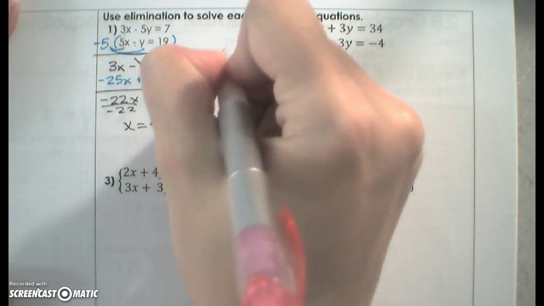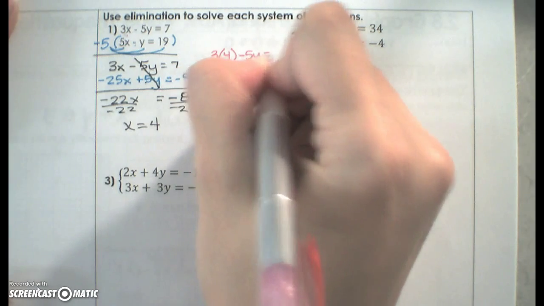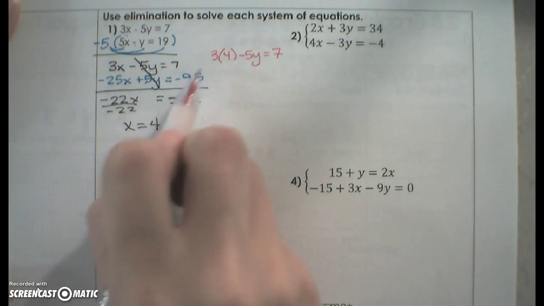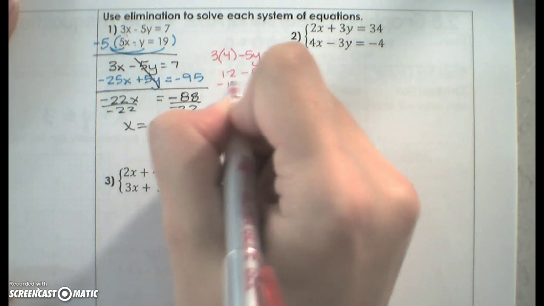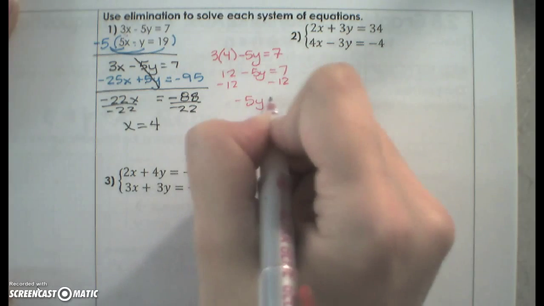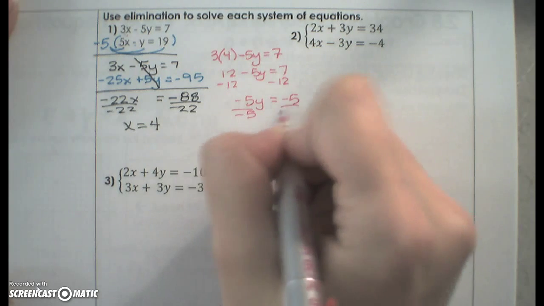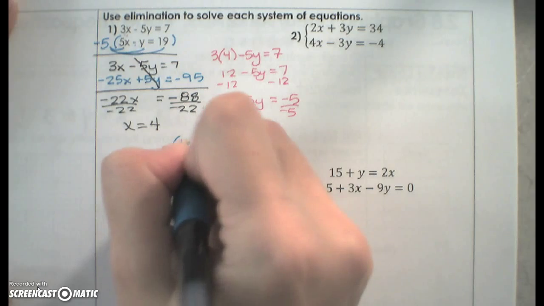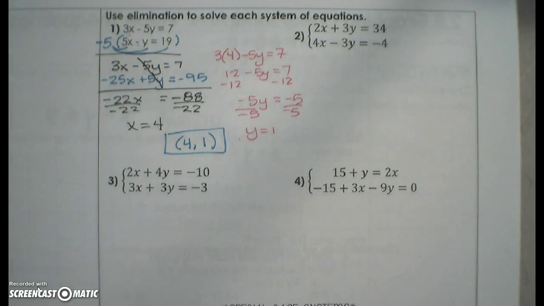So 3 times 4, because I'm going to replace the x, minus 5y equals 7. So don't forget that you're replacing just the x, and make sure you actually plug it in for the x. So 12 minus 5y equals 7, and finish solving. Negative 5y equals, that would be negative 5, and divide, and y equals 1. So we write our final answer as an ordered pair, 4 for x and 1 for y. Great job.